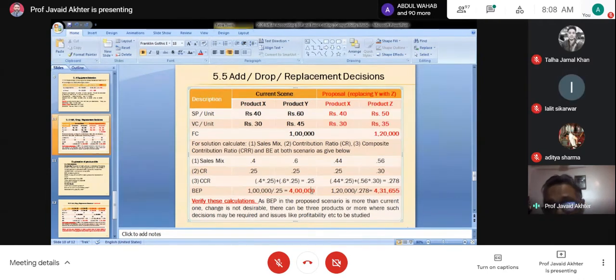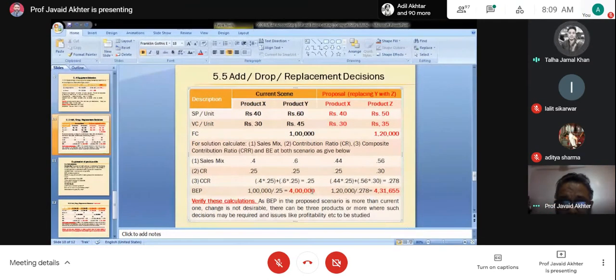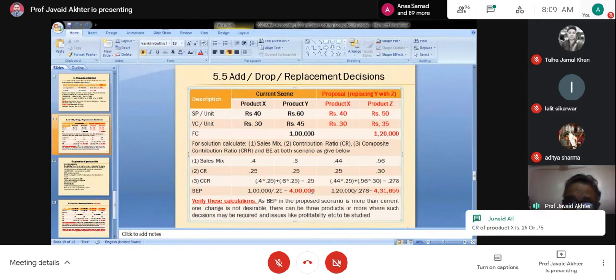Yes, sir. How do we calculate total sales? Total sales revenue. Sales revenue is given, but how do we confirm it? So 4 lakh divided by unit selling price, that is 40 rupees. But you are not selling only X, you are selling Y also. Okay, I'll tell you this step. First, the 4 lakh you are selling.